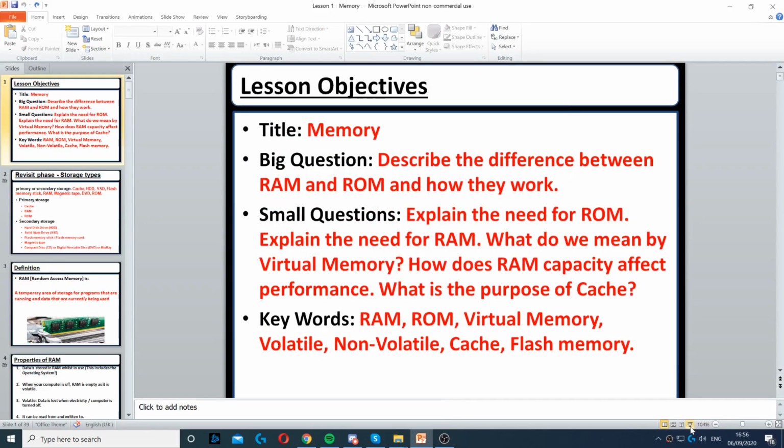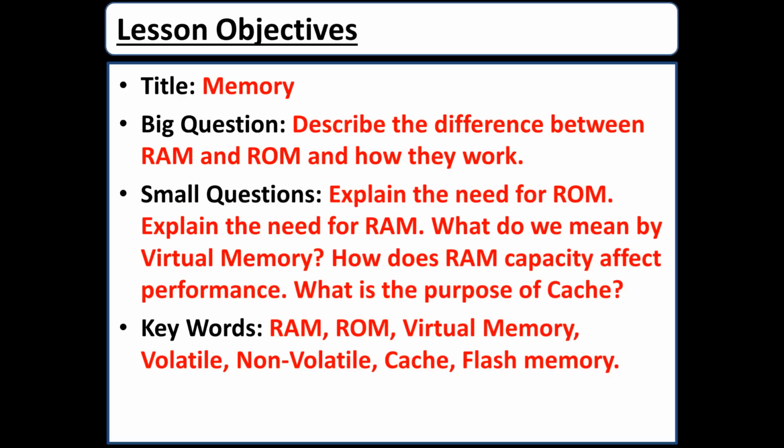In this lesson, we're going to look at primary storage, and that includes memory. So the big question is describing the difference between RAM and ROM and how they work. And the small questions are: explain the need for ROM, explain the need for RAM, what do you mean by virtual memory, how does RAM capacity affect performance, and what is the purpose of cache?